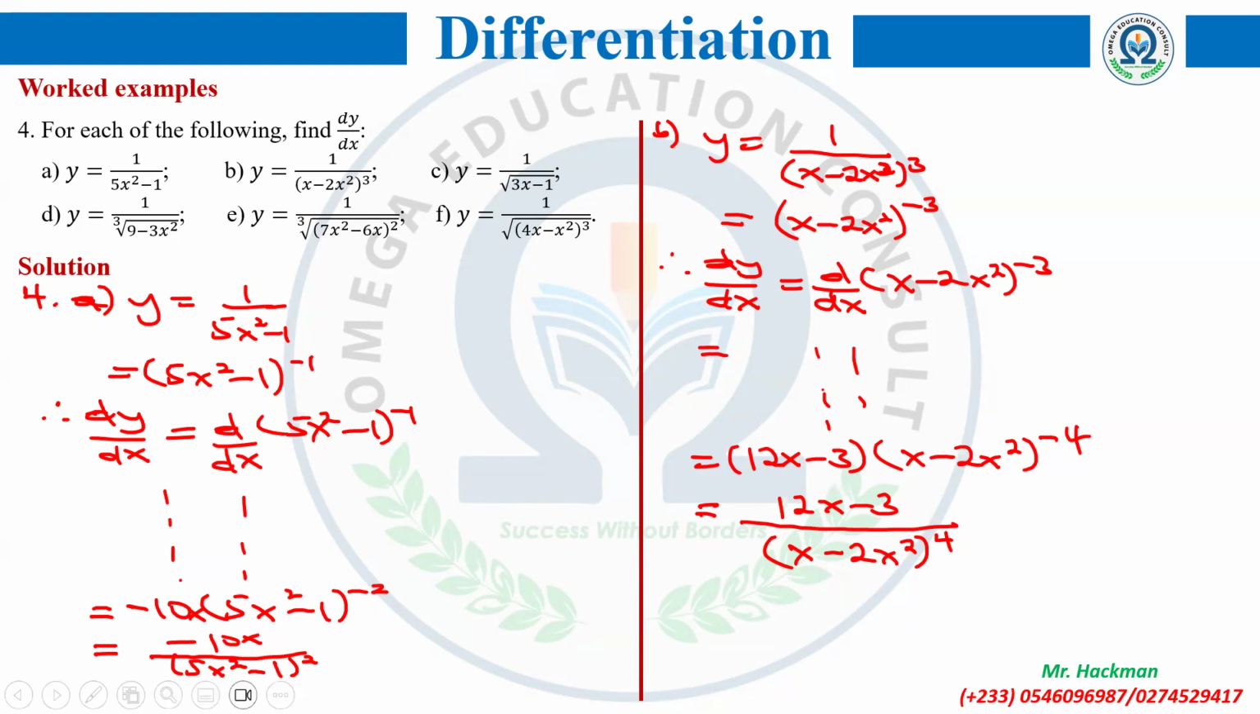Sir, even if the numerator is 1, can you use the quotient rule to solve it? If the numerator is 1, yes, you can use the quotient rule. So let's explore and see how we can use the quotient rule. Should we do that and see if you end up getting the same result? Yes, sir.